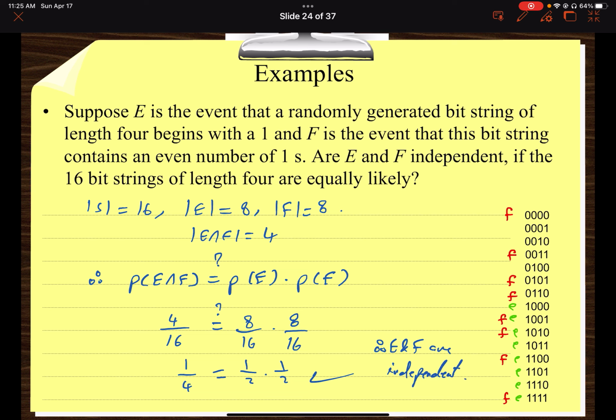Okay. Therefore, E and F are independent. Okay, guys, any question?